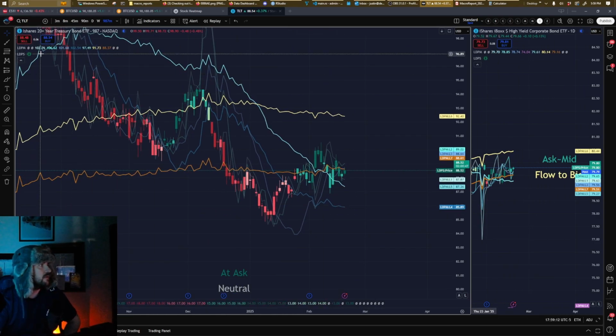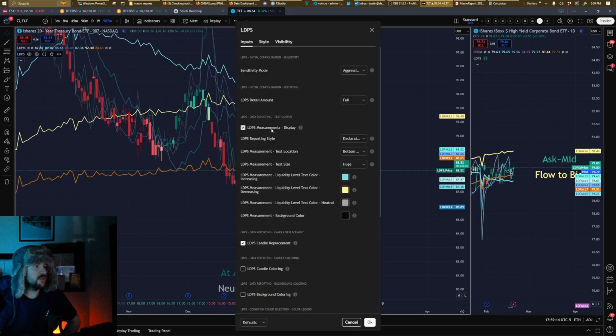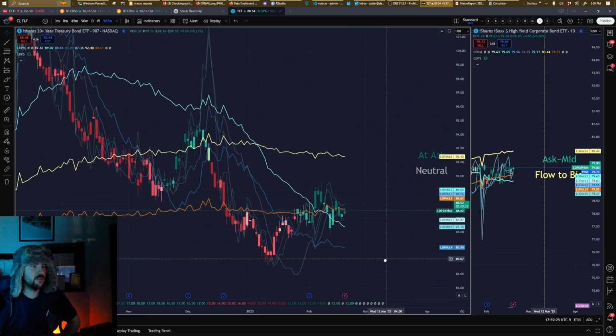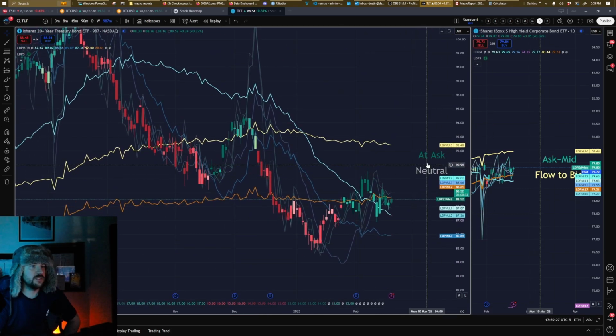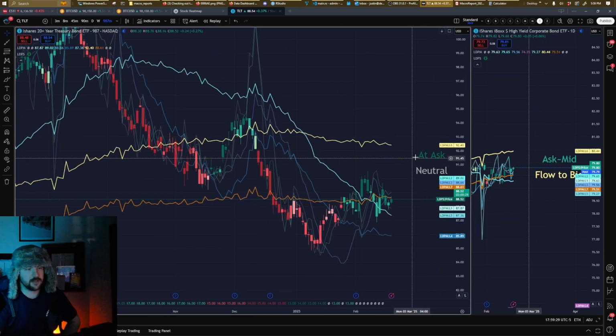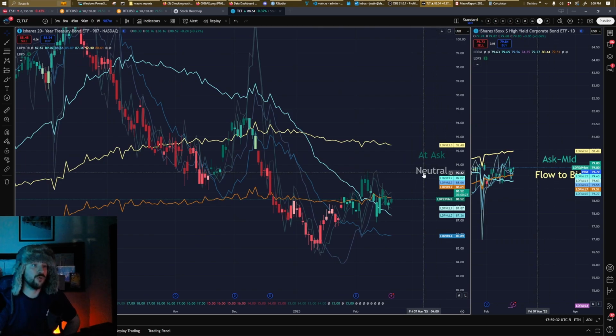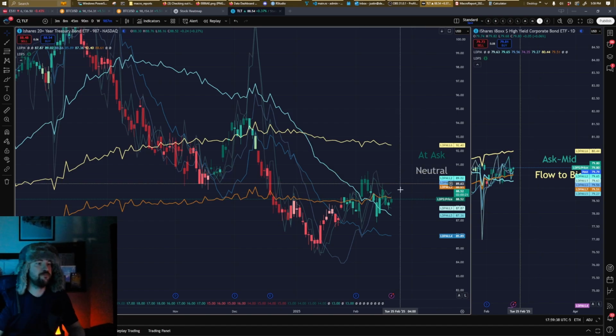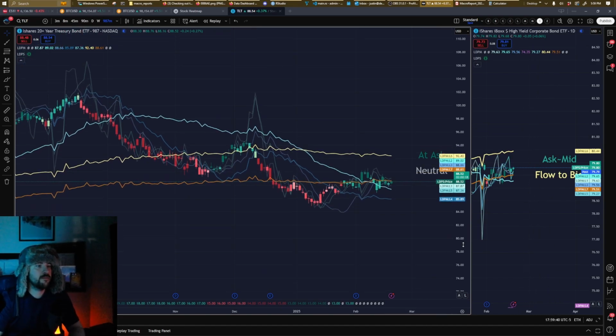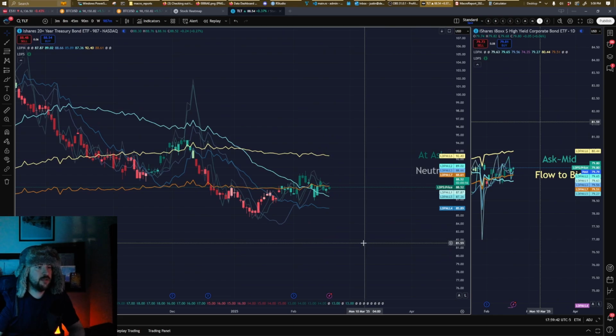it's not only the colors, the candles are colored based on where the transactions are occurring. The text also tells us, if we can see it. So this is telling us the transactions are occurring predominantly at the ask, and that the flow is pretty neutral. So it doesn't look like any one party is stepping towards the other. So just hanging out.